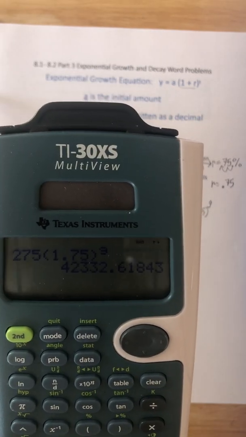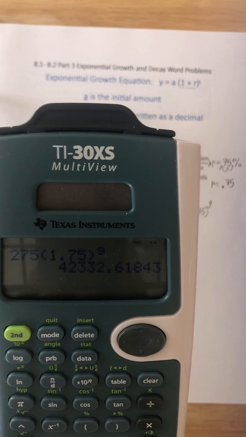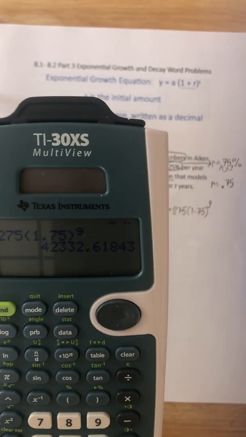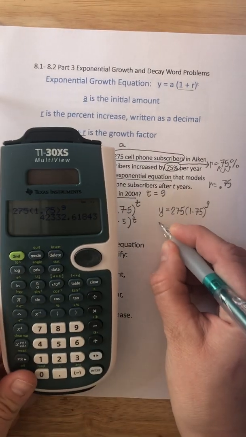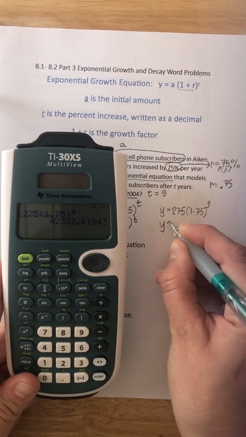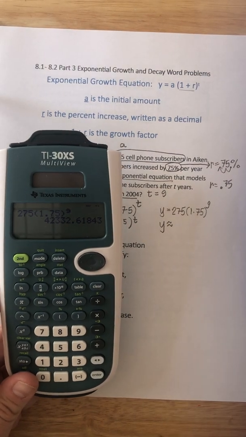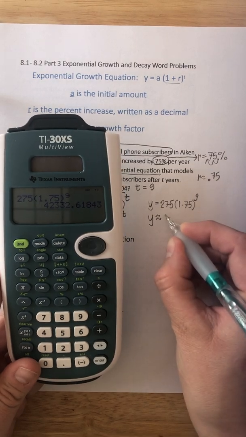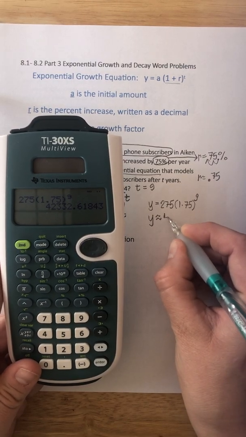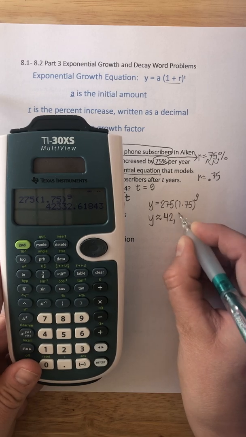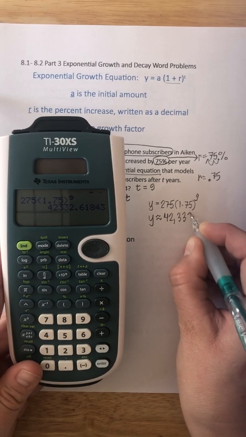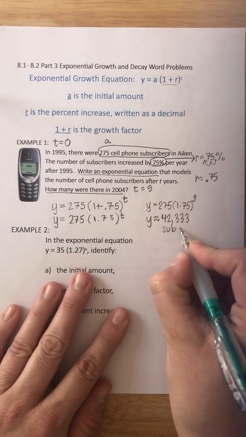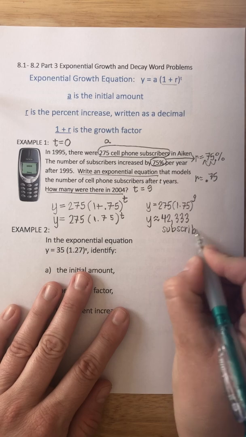All right, now remember that what is this number representing? We're trying to find out how many cell phone subscribers there are. That means people, and we don't want part of a person, do we? We want whole numbers. So I'm going to approximate this. I'm going to use the approximate symbol. I'm not going to use an equal sign because I'm rounding it. I'm going to round it to the nearest whole number. So after those 9 years are up, we have approximately 42,333 cell phone subscribers. I'm going to keep my units there, subscribers.